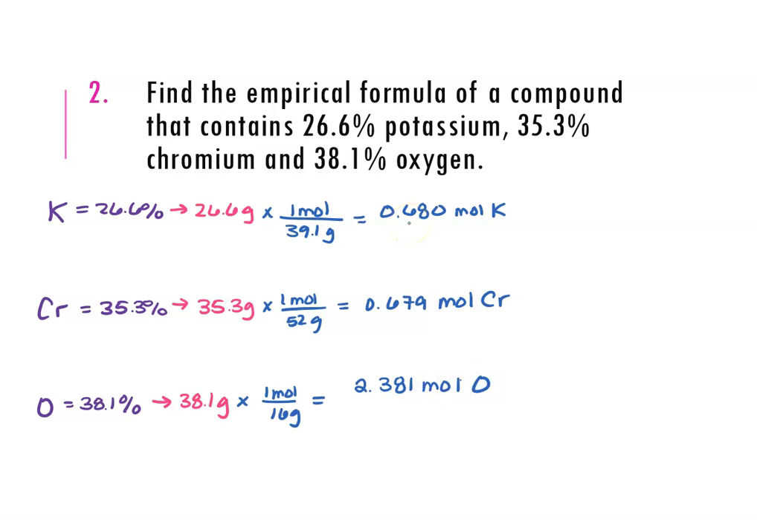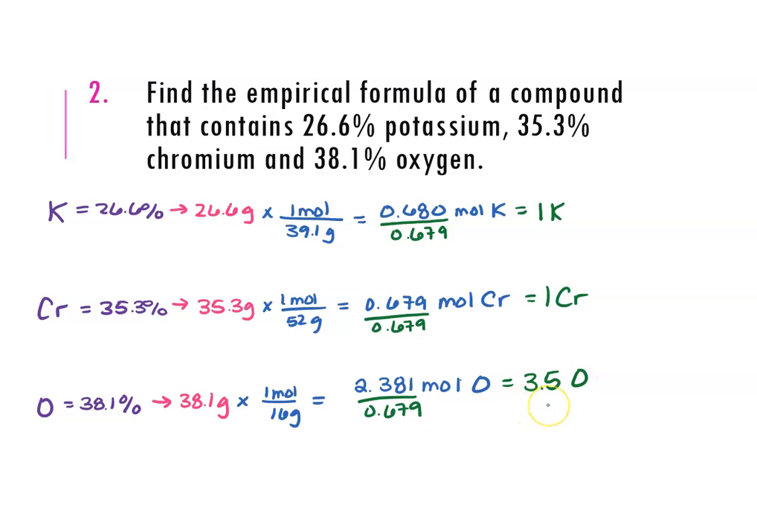So now I'm going to divide by small. The smallest value here is 0.679. So I'm going to divide each value by 0.679. All right, so this is 1.000 something, which just rounds to 1. This is exactly 1. And then this rounds to 3.5 oxygens.